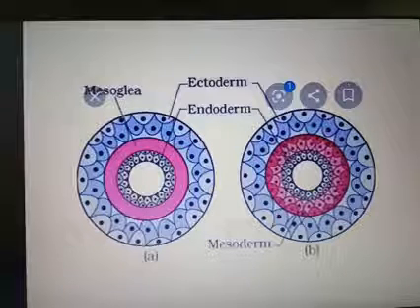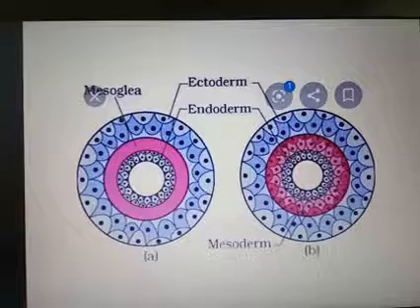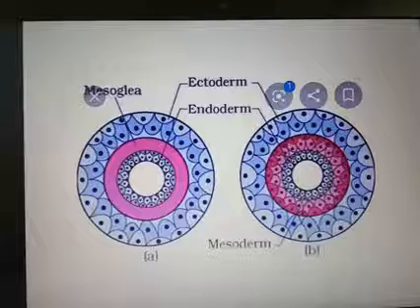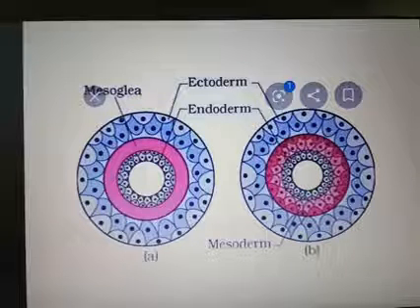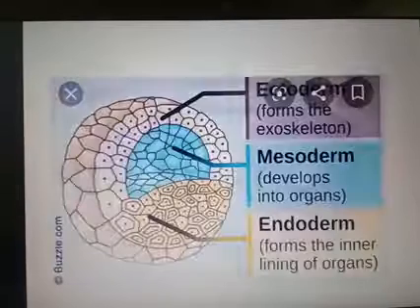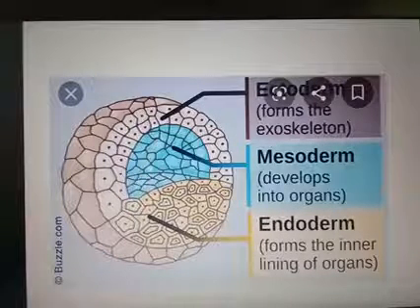Examples for triploblastic organisms are flatworms to chordates. Flatworms means Platyhelminthes, up to chordates. Humans are triploblastic because humans are chordates. Triploblastic means three germ layers can be seen.